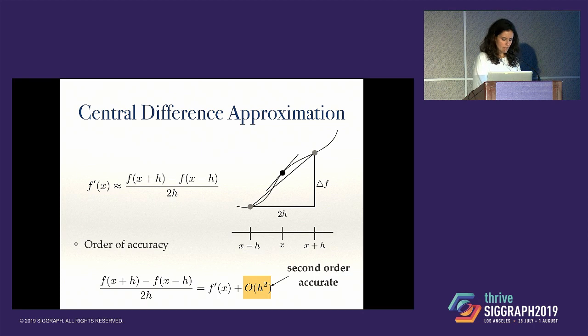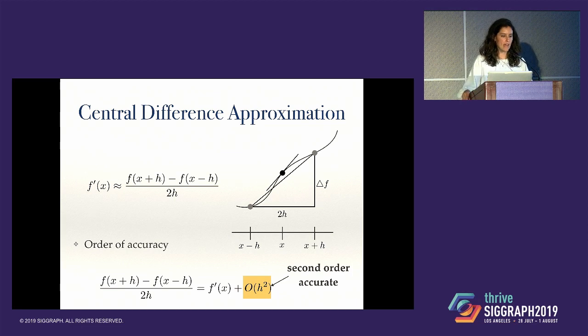And interestingly, you can see I'm taking data from 2 points that are farther apart. They're actually 2h apart now. But the order of accuracy of this method is actually h squared. So this is called a second order accurate method.